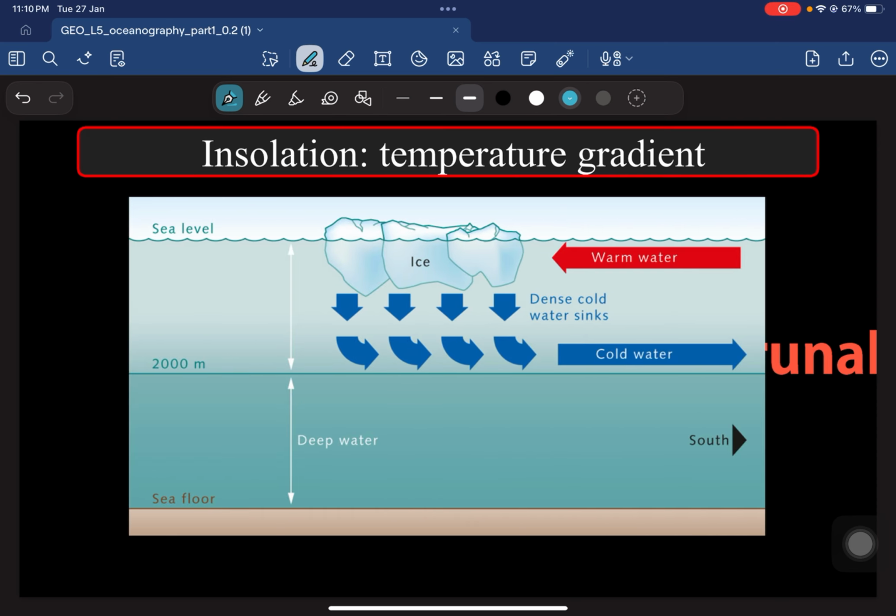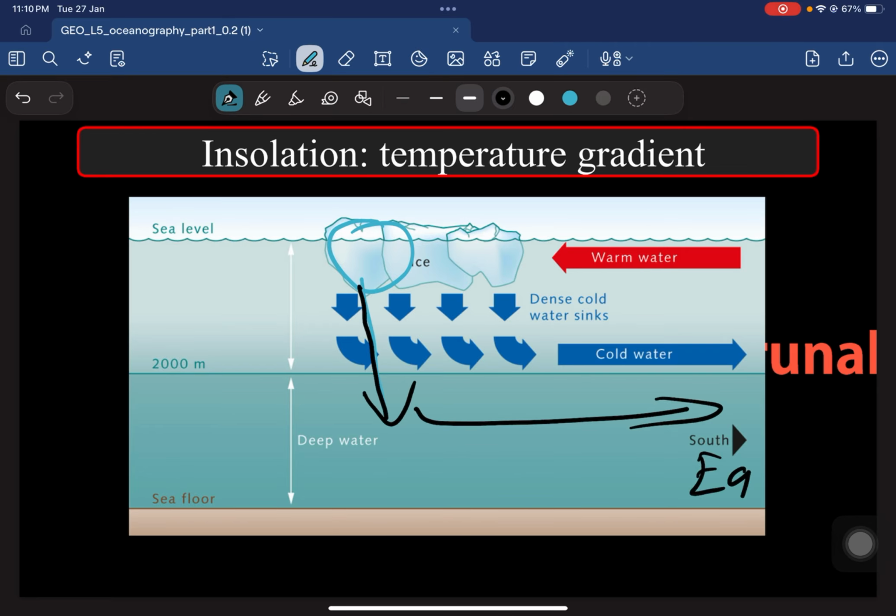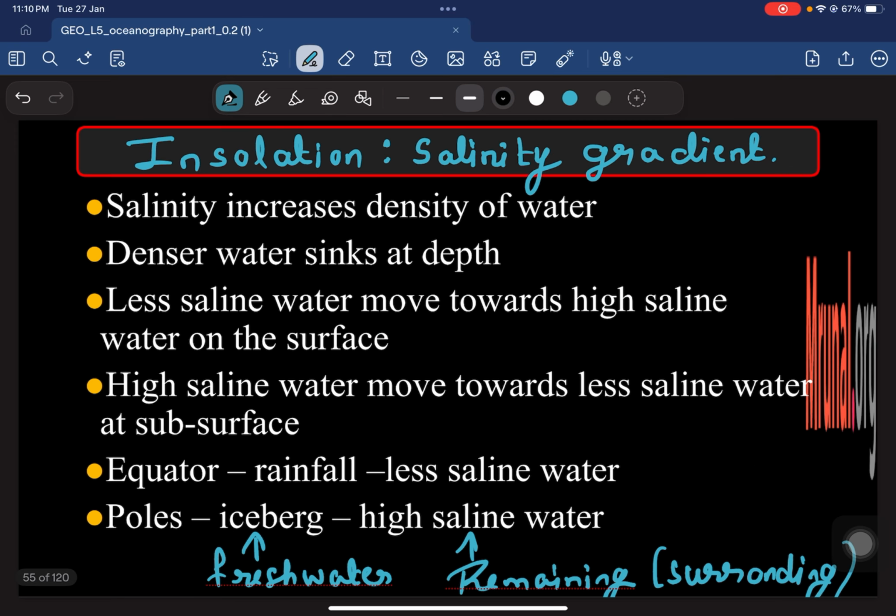See here, these are icebergs. These will sink downwards like this and move like this to the equator. And warm water, from where is it coming? From the equator it is coming to the north pole and south pole. Understood up to here? And next, another important one is salinity gradient.